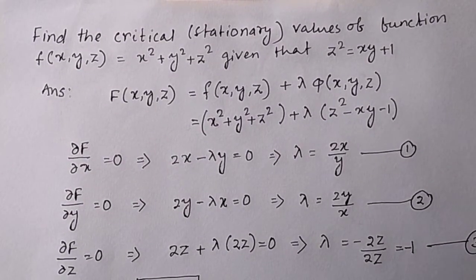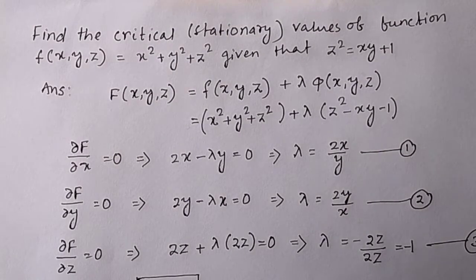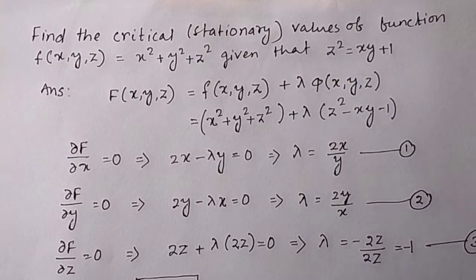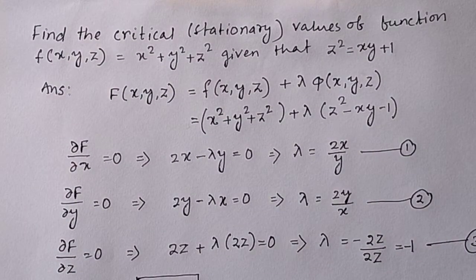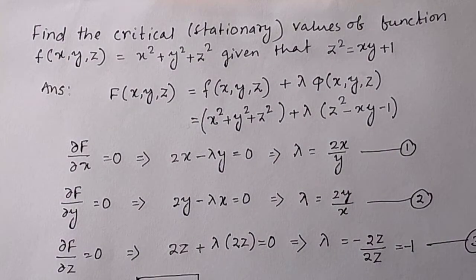Find the critical or stationary values of the function f(x, y, z) equal to x² + y² + z², given that z² = xy + 1. So here we have to find the critical values of the given function, x² + y² + z², and the constraint or condition is given as z² = xy + 1.